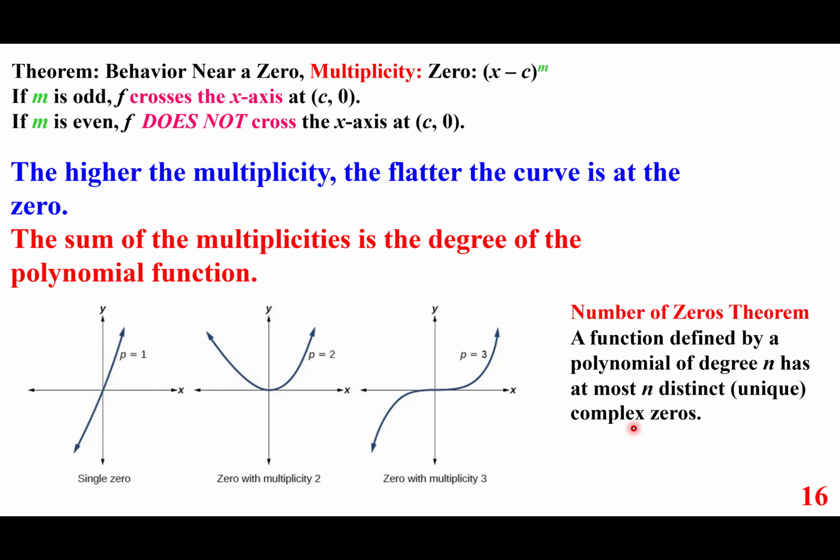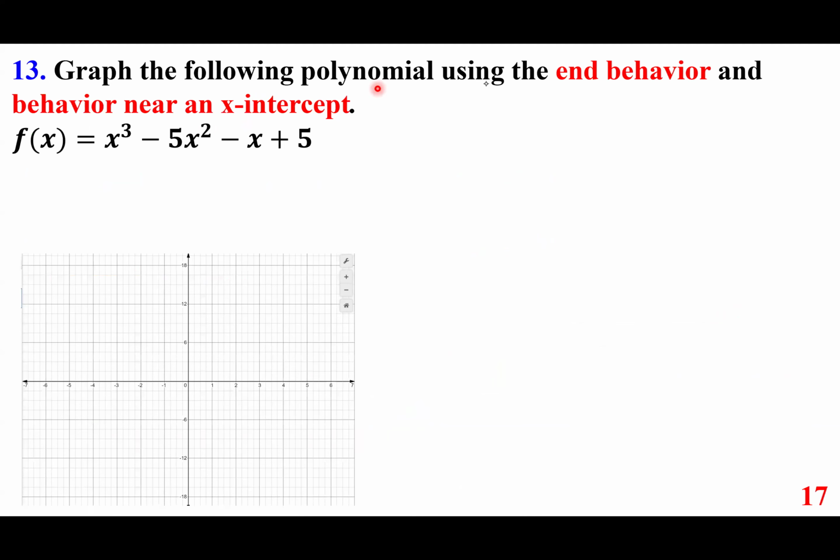So that's pretty straightforward. Let's look at a simple example. Graph the following polynomial using the end behavior and behavior near an x-intercept. In short, find all the intercepts, if possible, discuss the end behavior, and have a rough sketch. If need be, you can always pick up a few more points. There's no need for that. So how do we find the intercepts? It so happened for the x-intercepts, we notice we can factor.